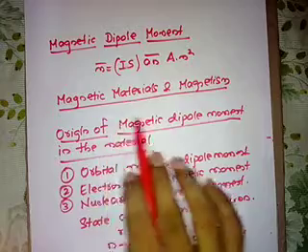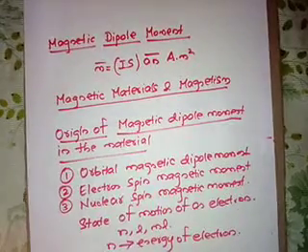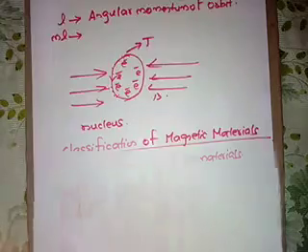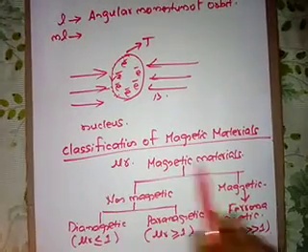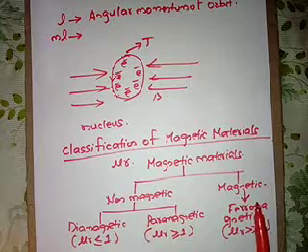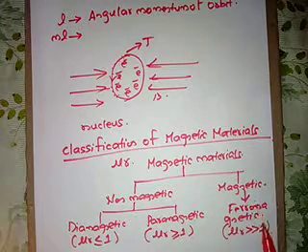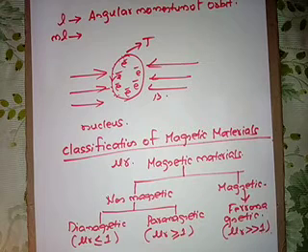Then we have started a new topic on magnetic materials and magnetism. We have gone through the introduction part, that is origin of magnetic dipole moment in the material, and then classification of magnetic materials as non-magnetic and magnetic. Under non-magnetic we have diamagnetic and paramagnetic, and under magnetic materials we have ferromagnetic materials.